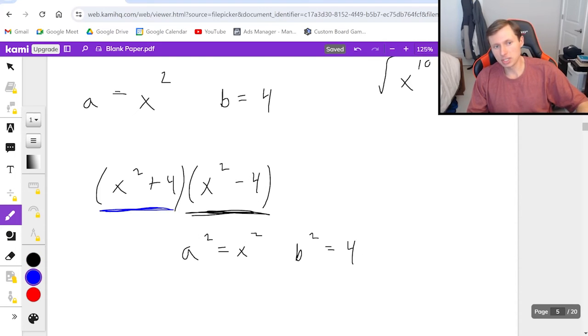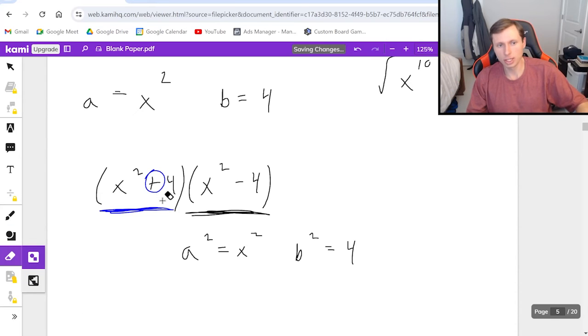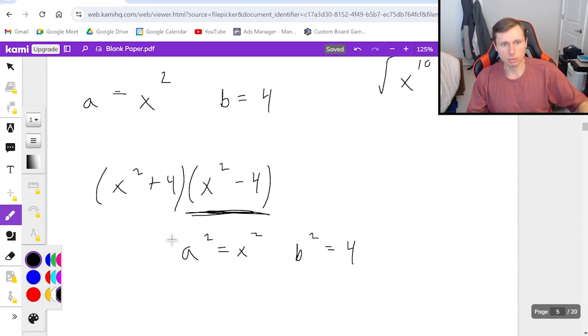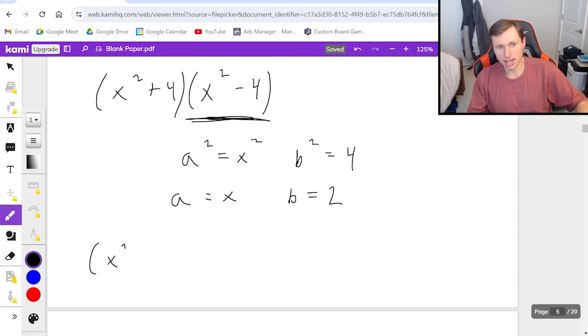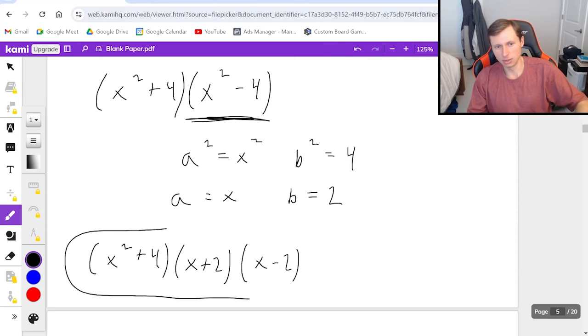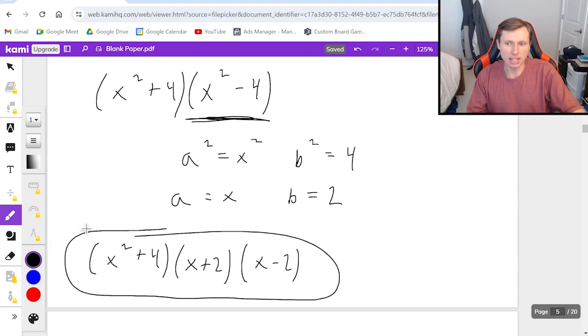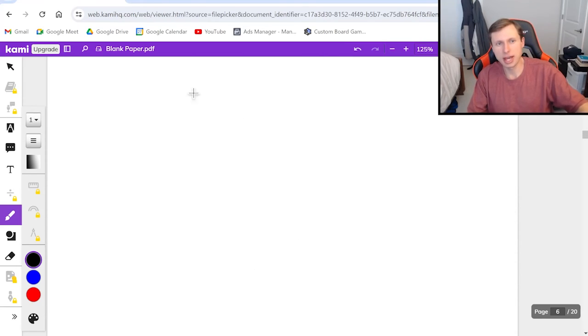Just so you know, this left one is not a difference of two squares because it's plus in the middle. Because it's plus, there's nothing we can do about that, so we're not going to touch it. So back to the right one, a is x and b is 2, so the final answer is x squared plus 4 from before times x plus 2 times x minus 2. And you only have to do this again if you see a second difference of two squares you can do. So with that in mind, here's the last one for today. C to the 8th minus 64.